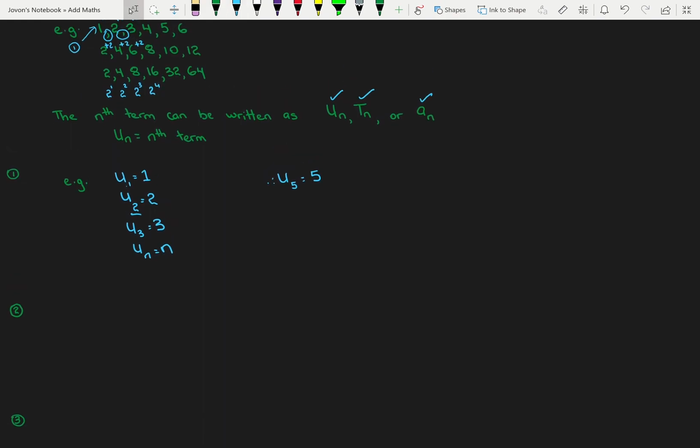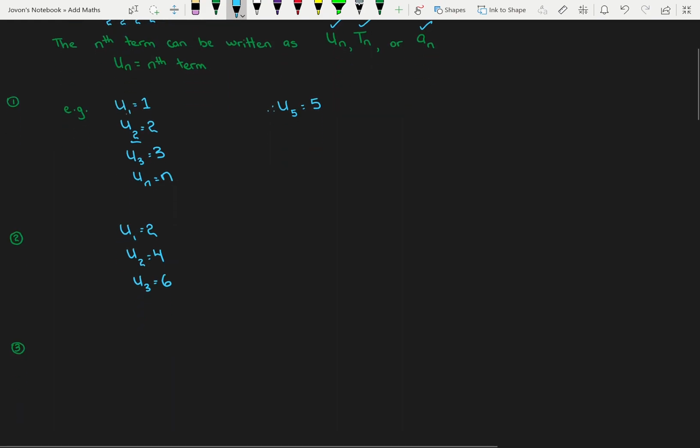We have the next example, which we're looking at here, which is example 2. Okay, we have u of 1. Again, the first term is equal to 2. U of 2 is equal to 4, meaning the second term is equal to 4. U of 3 is equal to 6, meaning the third term is equal to 6. So from this, we could derive the expression that u of n is equal to 2 times n. Again, if we want to find the fifth term, u of 5, it would simply be 2 times 5, which is equal to 10.